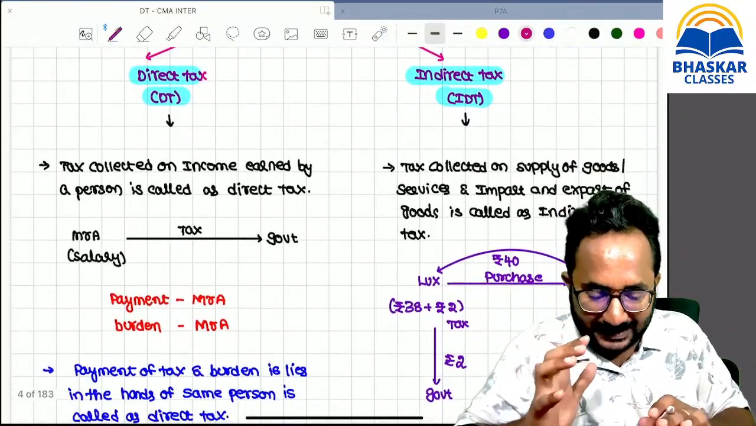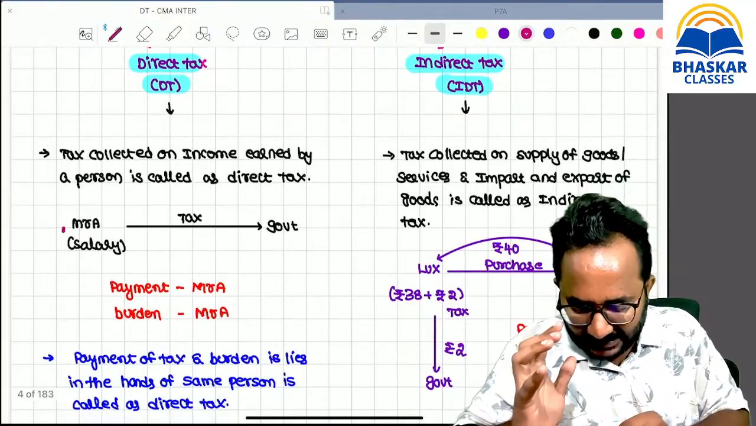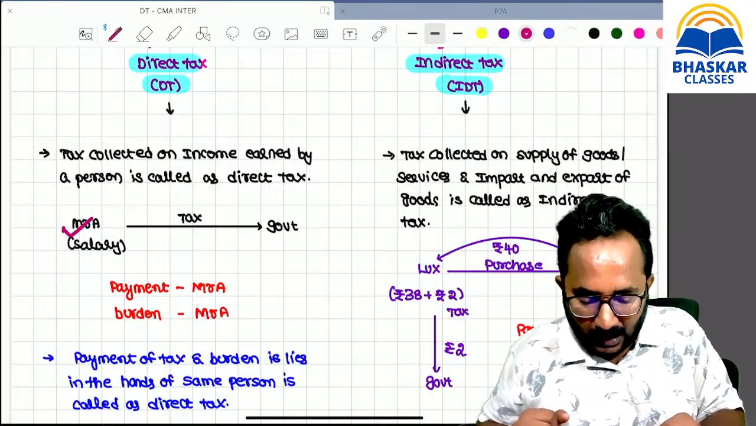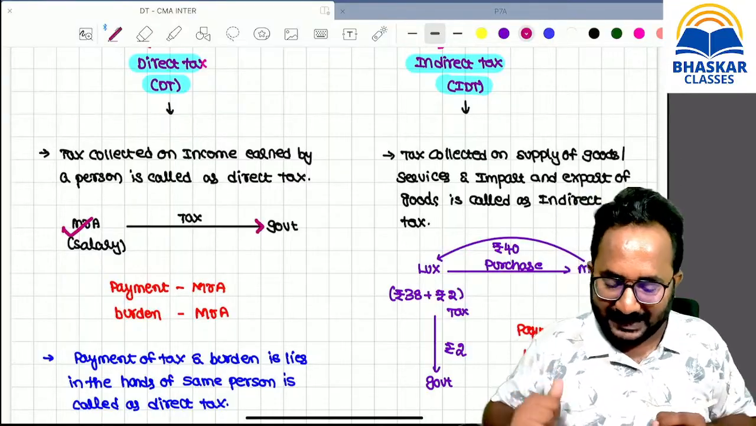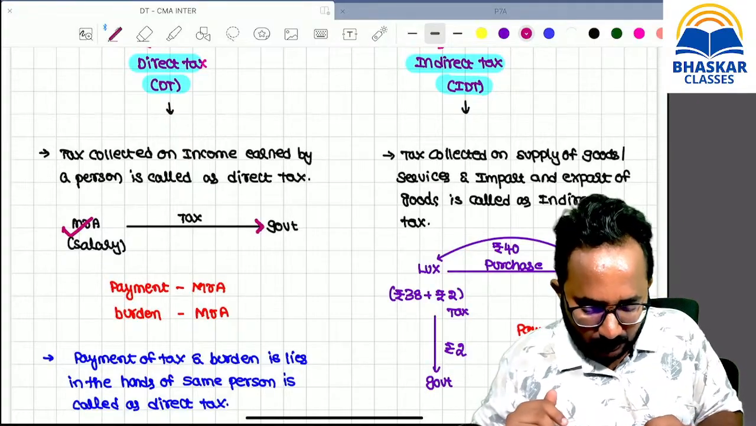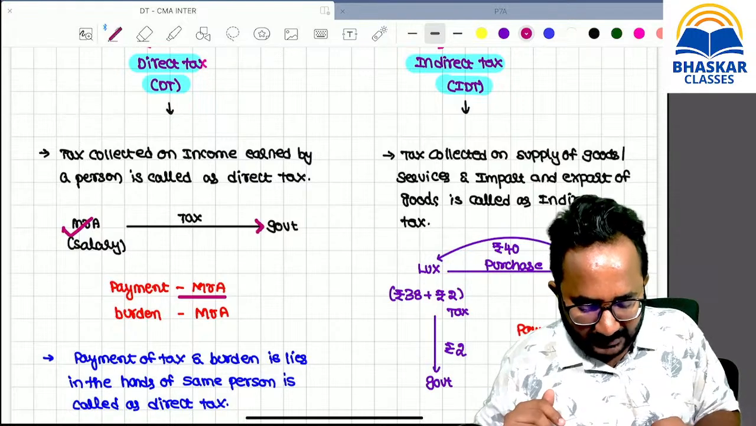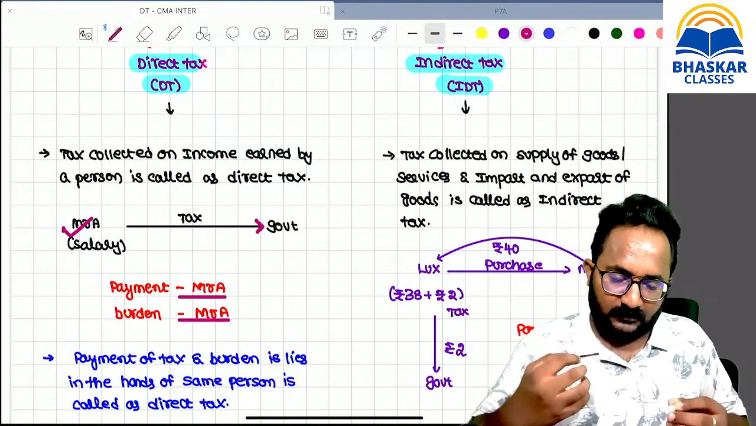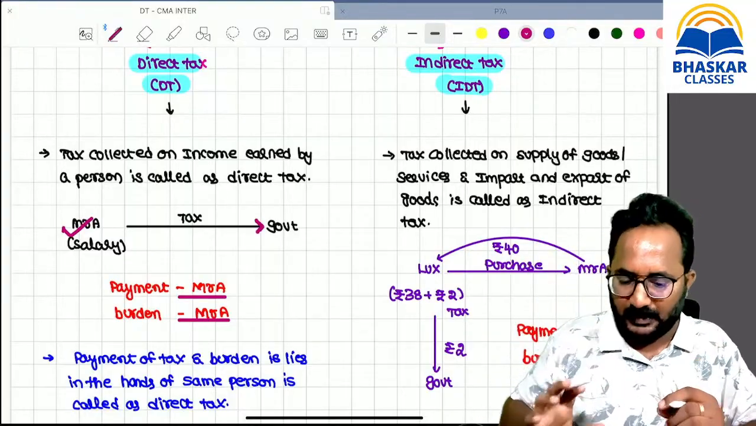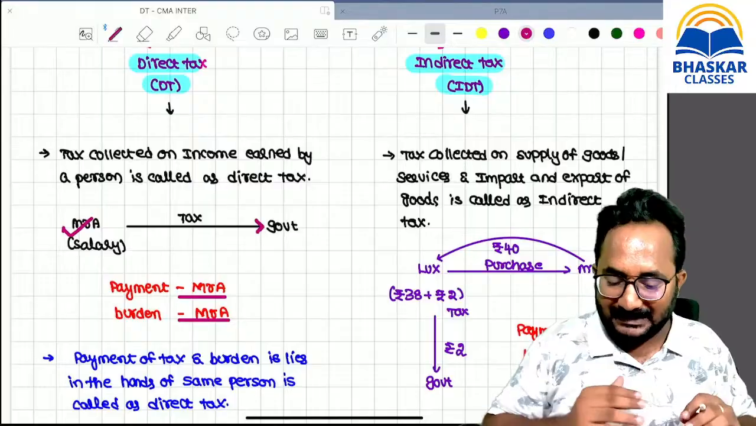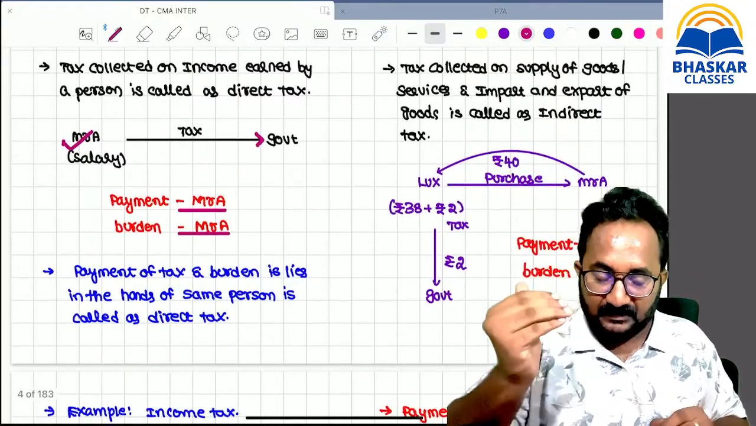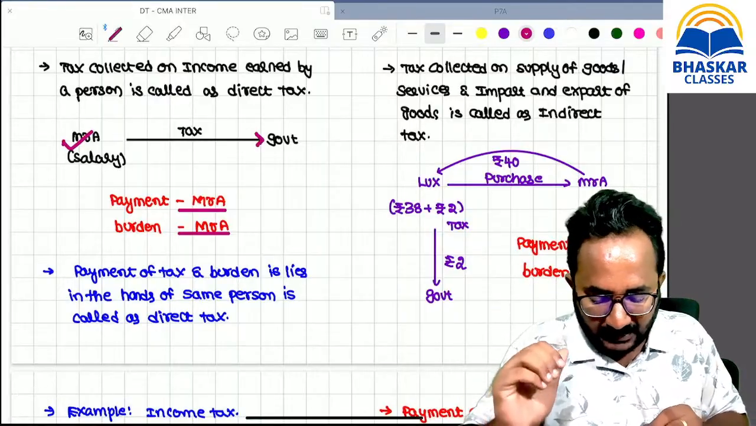So what do you mean by direct taxes? I will tell you. Mr. A earned a salary amount, so he earned one income. On that income he is paying the tax to the government. So here payment of tax is done by whom? Mr. A. So definitely the burden, that means if any one person is paying that amount to others, has some painful feeling, so that burden also lies in the hands of Mr. A. Now I will tell you the definition in terms of payment and burden.